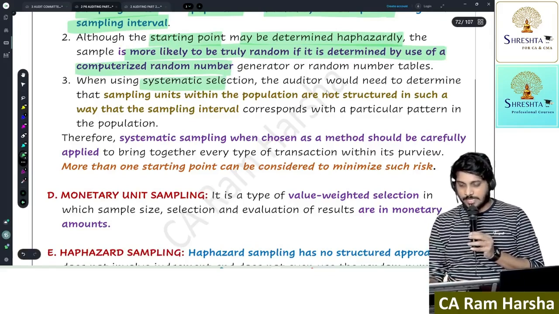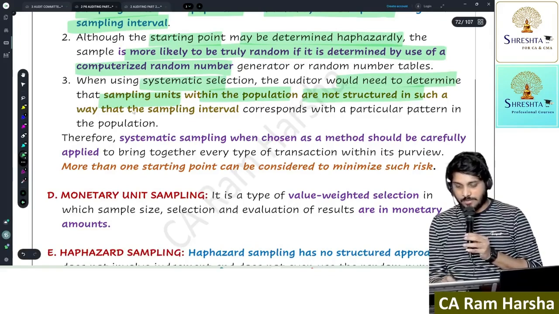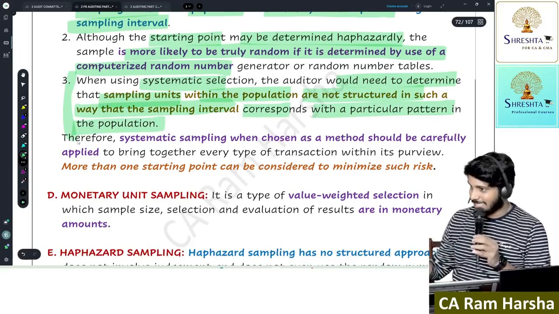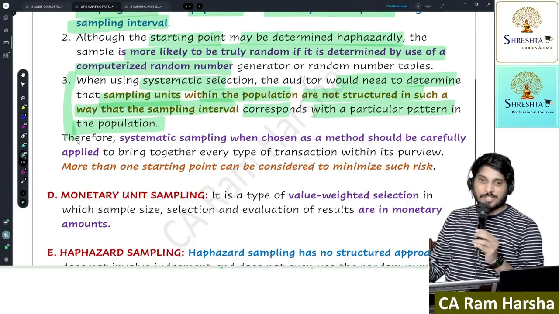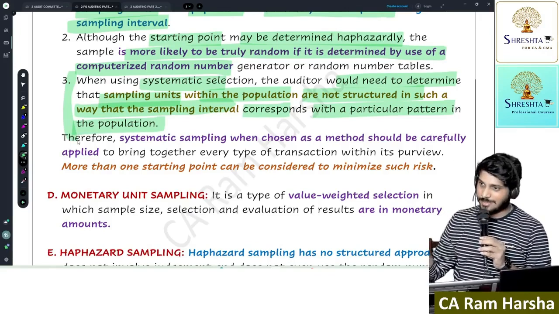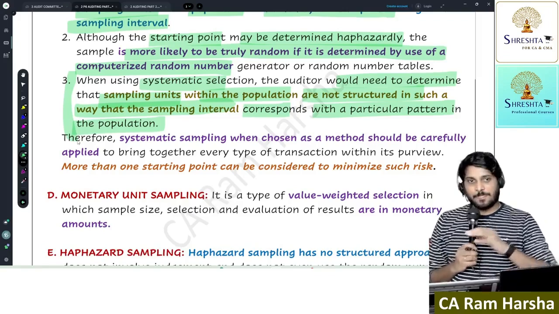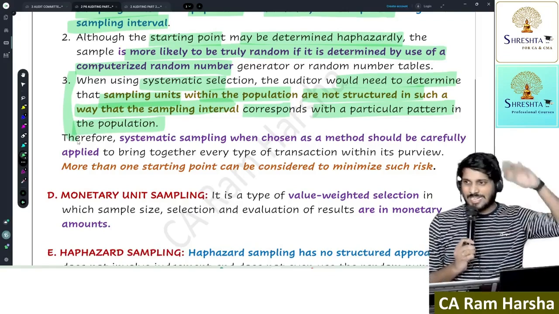When using systematic selection, the auditor would need to determine that sampling units within the population are not structured in a way that the sampling interval corresponds with a particular pattern of the population. So what is the sentence? These kinds of sentences, if at all asked as true or false statements, that's it. You're gone. Now in interval sampling, I am deciding to select every 14th item.